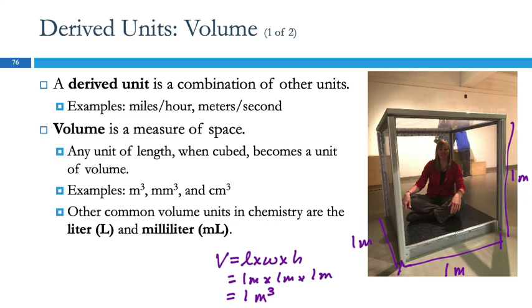So you can take any of those length units and cube them, and those become volume units. We tend to have special volume units for measuring liquids. Just like in the kitchen, you don't measure milk in cubic inches, right? It's not very practical. You use fluid ounces, right? So when we're measuring liquids, we'll typically use the liter and the milliliter.